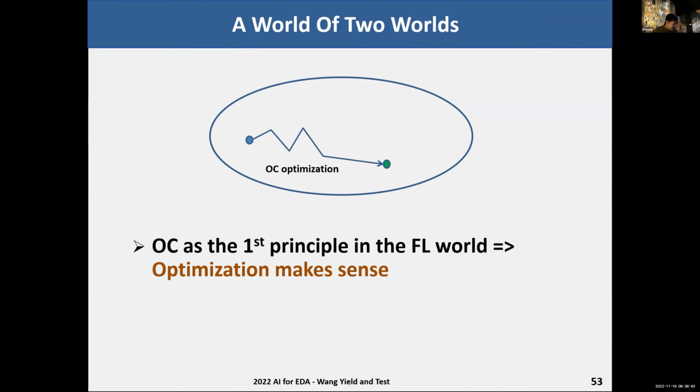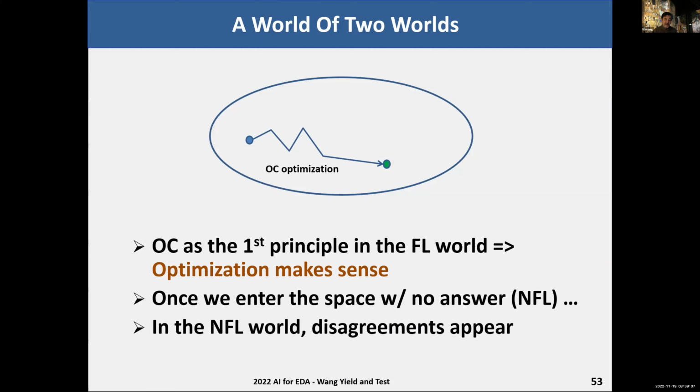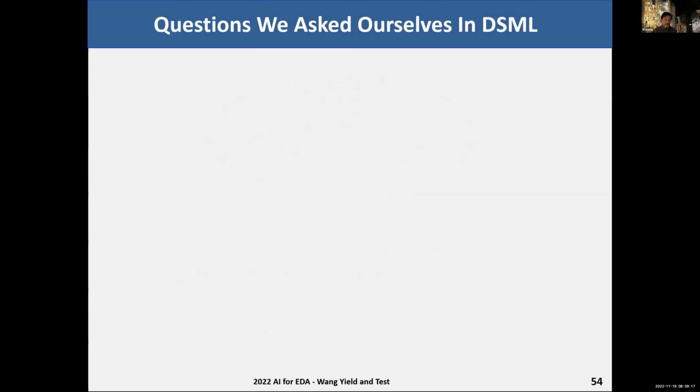So in summary, I think when we talk about our learning problem, the domain-specific learning problem in our domain, test data analytics, I think we're living in two worlds. A free lunch world where Occam's razor as a first principle makes sense, but we can also enter a no free lunch world. And when we are in the no free lunch world, depending on our assumption, the optimization may lead to different results. For example, with one assumption we may end up here, and with another assumption we may end up there.